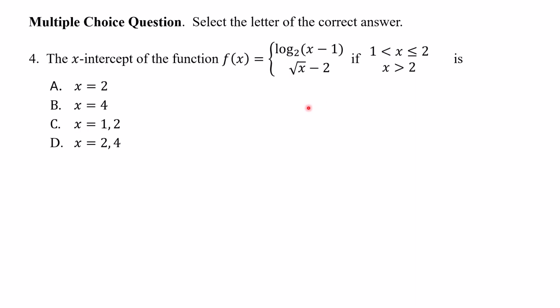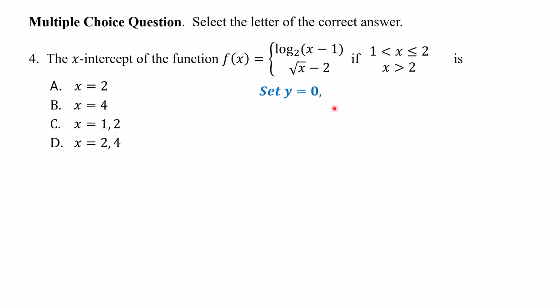The next question is the x-intercept of the function f, which is given as log base 2 of x minus 1 with domain from 1 to 2, where 2 is included but 1 is not. And then another equation is square root of x minus 2, where the domain is x is greater than 2. So these are the choices. So let us try to get the x-intercept by setting y equal to 0.